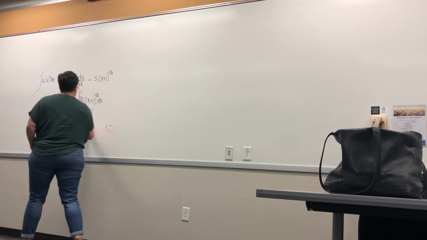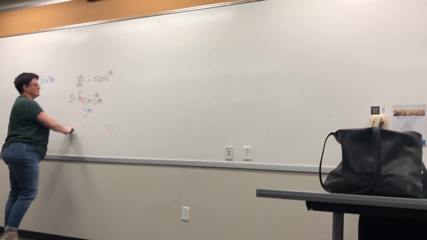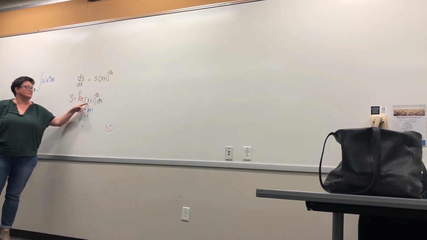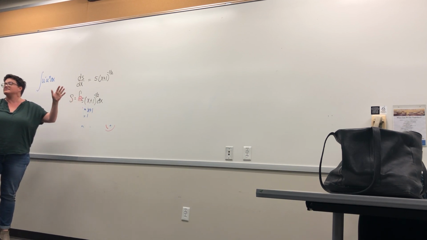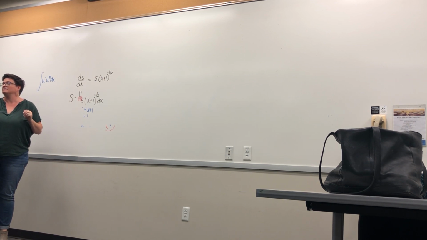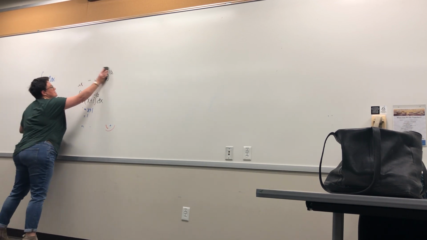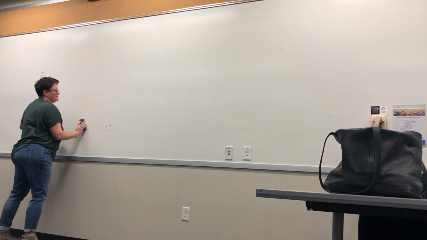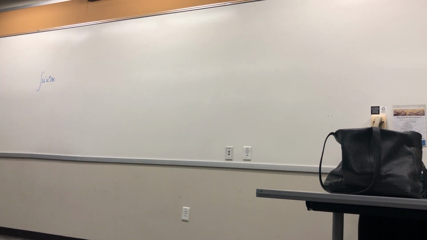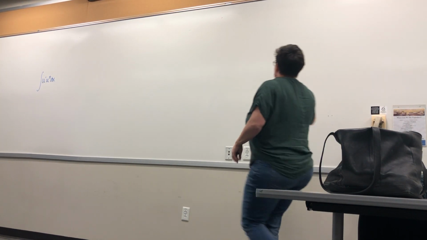Just real quick, if it's 5x to the 1/2, then it would be the first one, right? Yeah, if it was just 5x to the -1/2, nothing else, then it would just be the first one. It's only the second one when there's a function within a function. Let me show you something. Okay, guys.